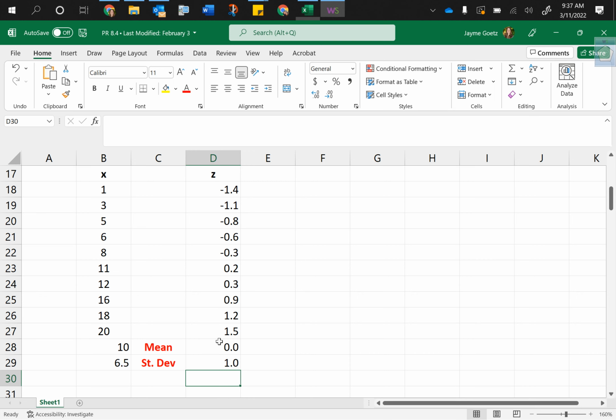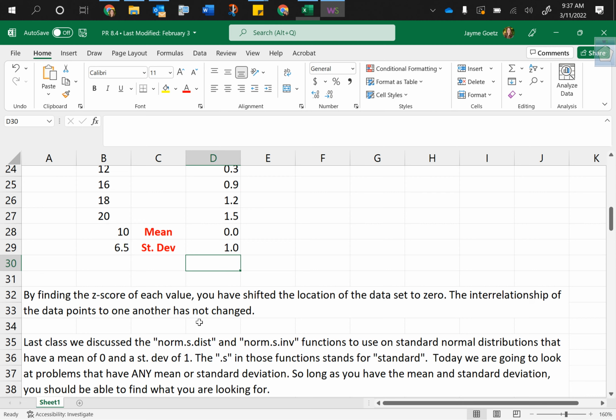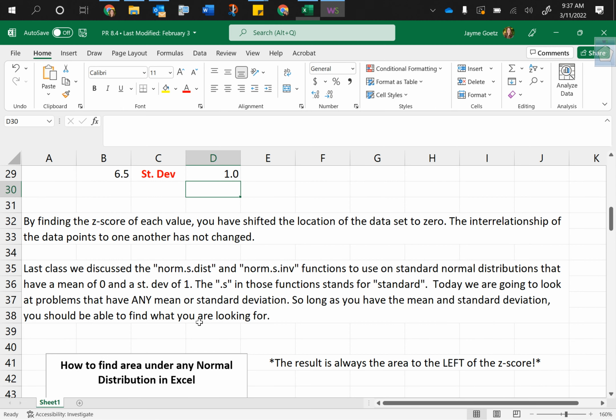It's standardizing your values. It's saying, okay, I have a mean of 10 and a standard deviation of 6.5. I want to change that to have a mean of 0 and a standard deviation of 1. So your z-score is your new value that represents your original values. So by finding the z-score of each value, you have shifted the location of the data set to 0.